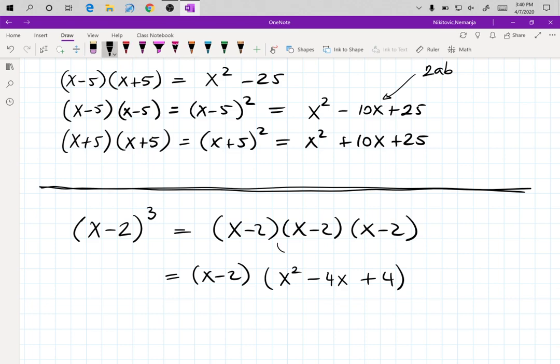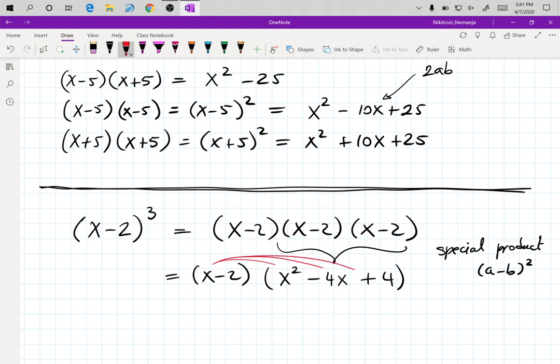So I'm just going to do this, and I can say special product of a minus b everything squared, because that's what you have, right? You have a negative sign in parentheses, and you have two parentheses that are the same, right? So a and b are the same. So now just apply the formula. And now you get to FOIL x into all 3, and then negative 2 into all 3.